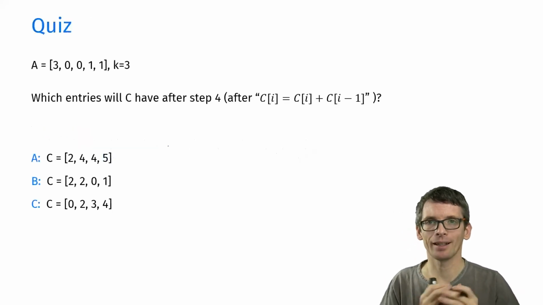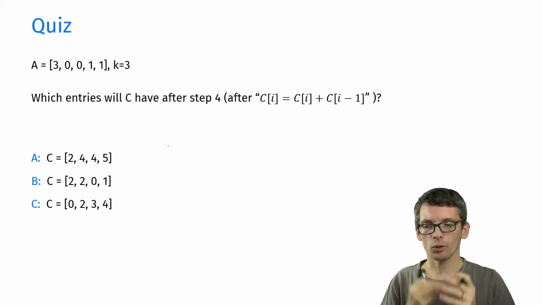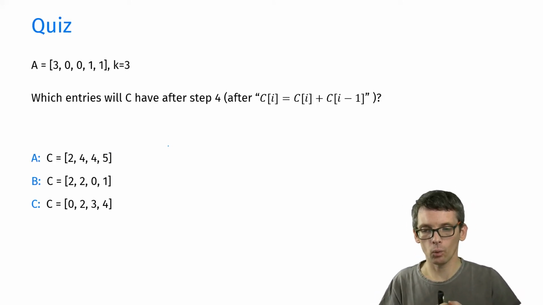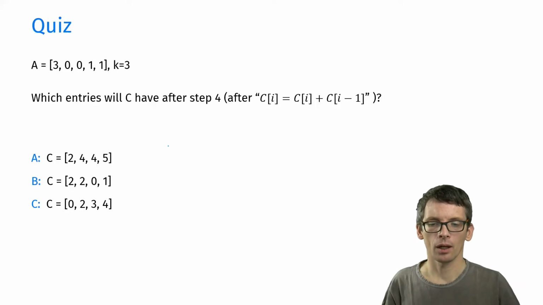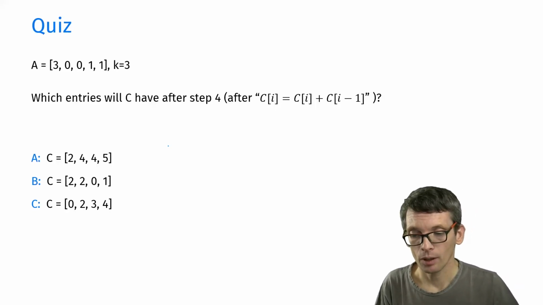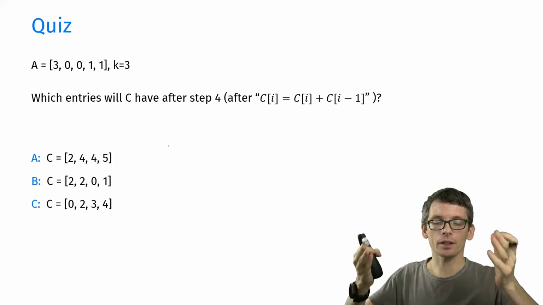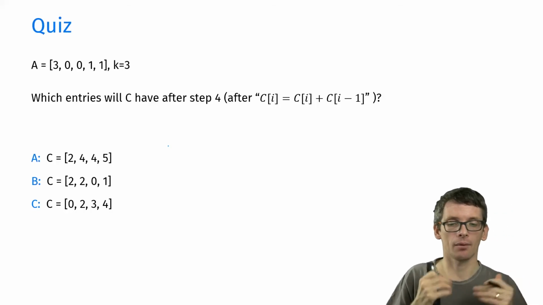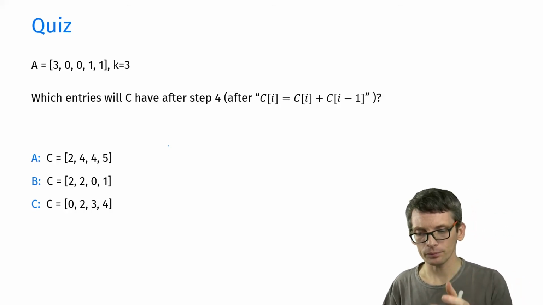Let's have a quick quiz. Let's assume my input is as here, A is 3, 0, 0, 1, 1, and k is 3. Which of the following arrays corresponds to C after step 4, after we did C_i is C_i plus C_{i-1}? A, B, or C?